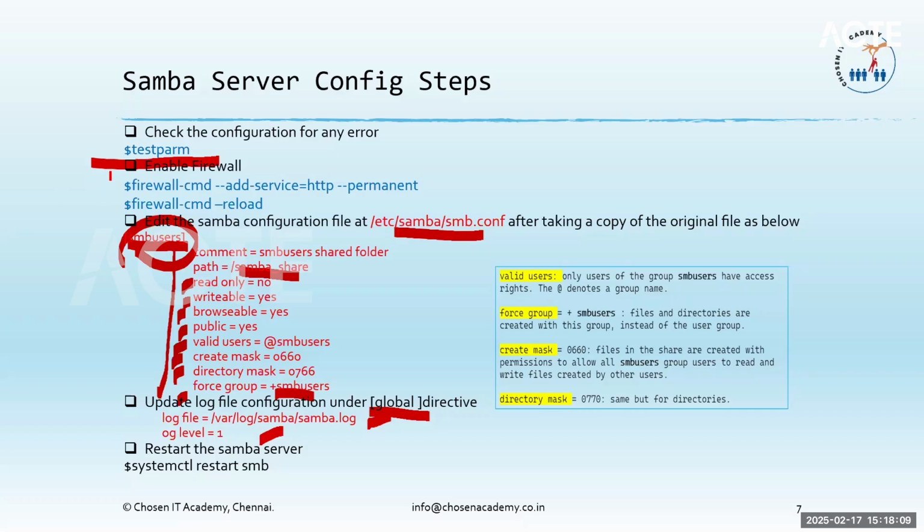And if you have a firewall enabled in the system, we'll have to add the Samba service to the firewall. Okay, so there's again a mistake here. It's not add service http, it is the samba service. There's a service called samba, so that we have to add here. And once it is done, we need to restart the Samba server. And once that is done, the Samba server is ready now.